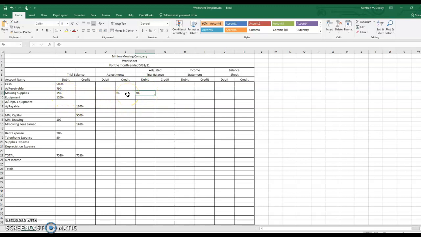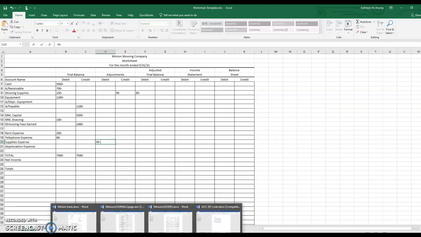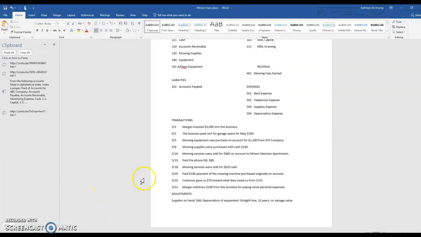Well, I know that my debits have to equal my credits, so if I've got a credit for 90, what am I going to debit? Well, there's a supplies expense. So we debit expenses. So I have a debit to supplies expense, a credit to mowing supplies. Okay, and my next adjustment was depreciation. Is straight line, 10 years, no salvage value.